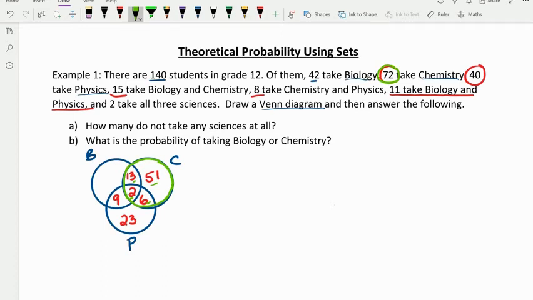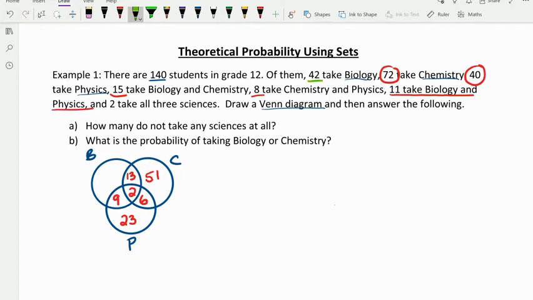So let's do a double check. 51 plus 13 is 64, plus 2, 66, plus 6, we're up to 72. Yep, our total works. And our last one to fill in here is our biology circle.